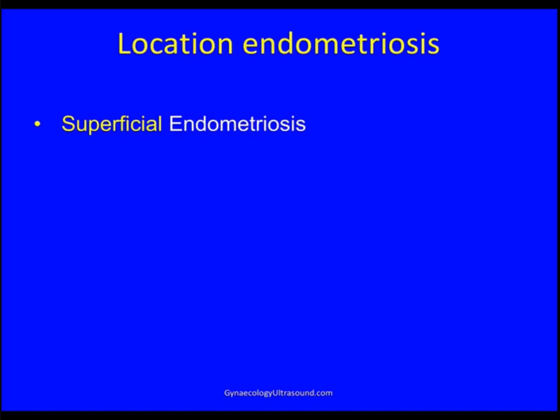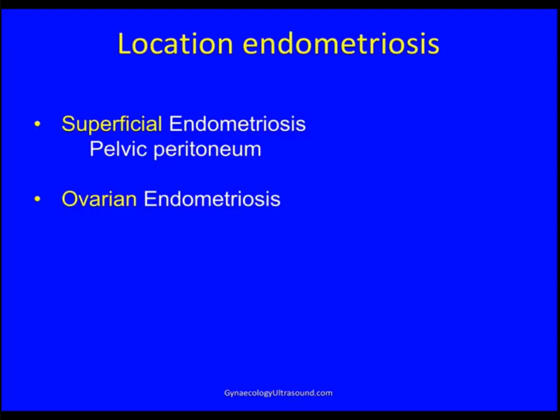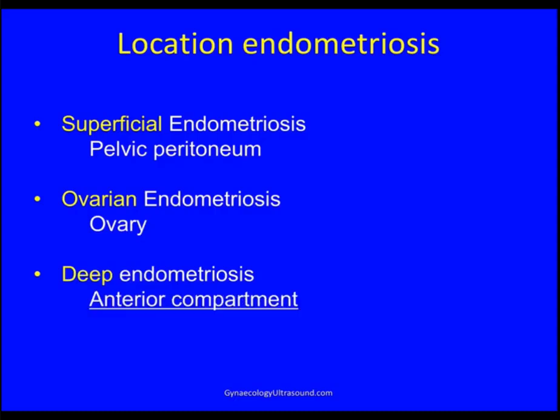We recognize superficial endometriosis in the pelvic peritoneum, ovarian endometriosis in the ovary, and deep endometriosis, and this is what most of the talk will be about. This can be found in the anterior compartment and the posterior compartment, and more of that later.